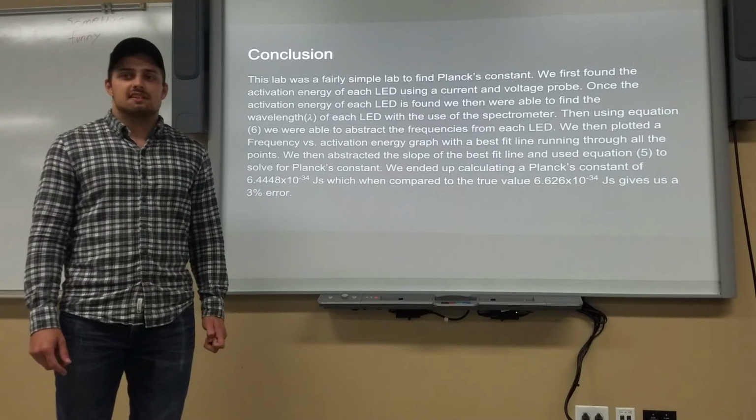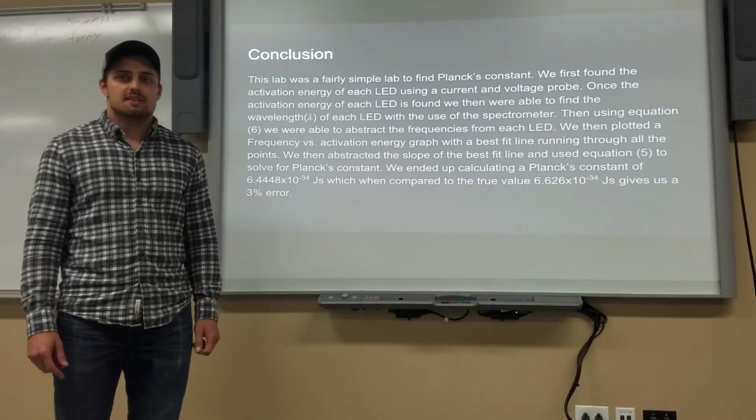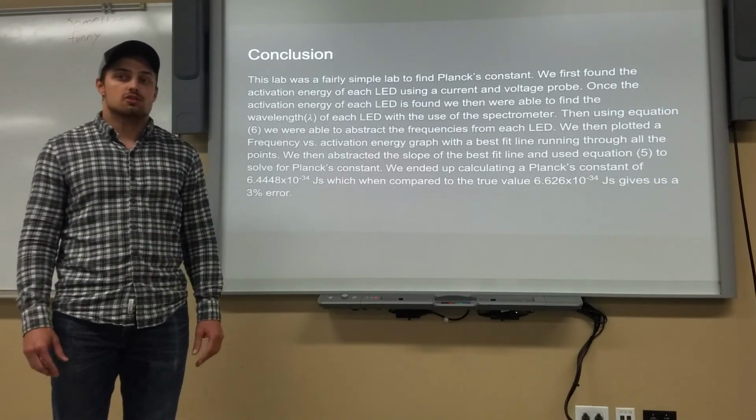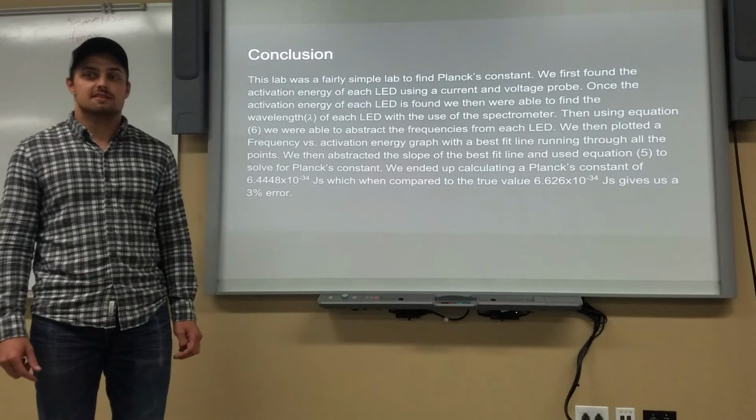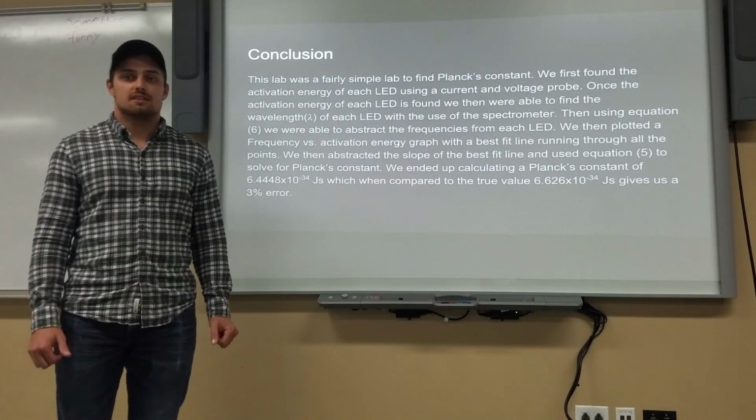We ended up calculating a Planck's constant of 6.668 times 10 to the negative 34 joule seconds, which when compared to the true value of 6.626 times 10 to the negative 34 joule seconds, gives us a 3% error.